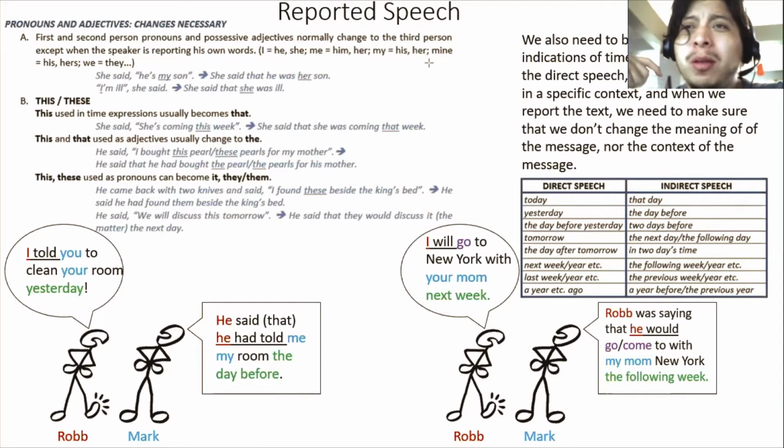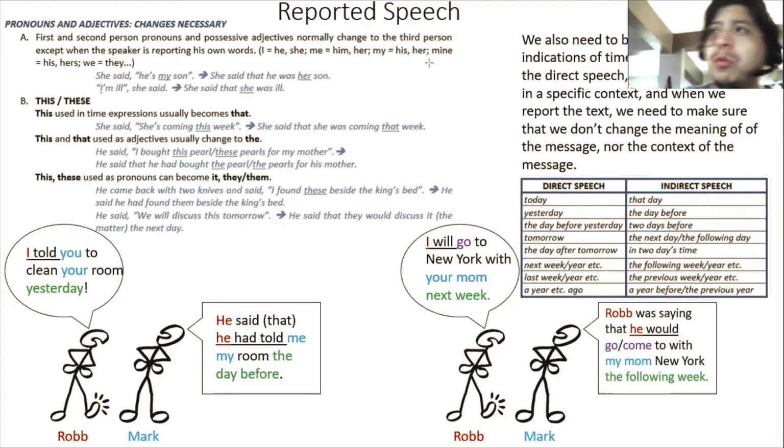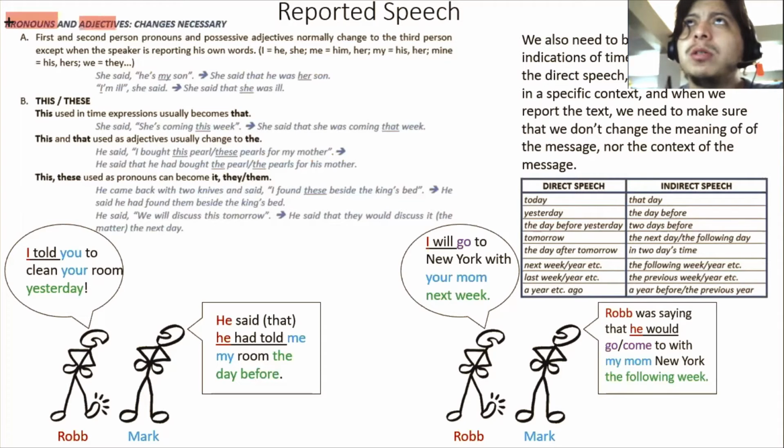Okay, that's pretty much what we're doing right now. So today we're going to continue speaking about reported speech because we have to pay attention to multiple things in order to ensure that the sentence remains with the same sense, that the meaning of the sentence doesn't change. So we're going to pay attention to pronouns and adjectives, okay?